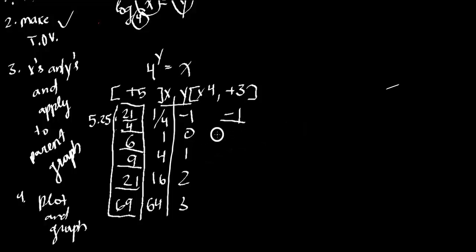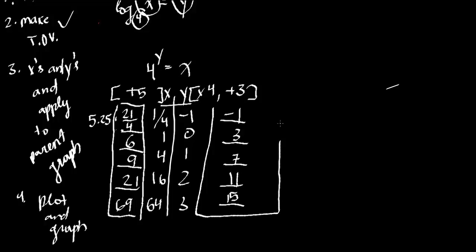Okay. 0 times 4 is 0, plus 3 is 3. 1 times 4 is 4, plus 3 is 7. 2 times 4 is 8, plus 3 is 11. 3 times 4 is 12, plus 3 is 15. Okay, we're done. So we did the hard third step, and we are done.